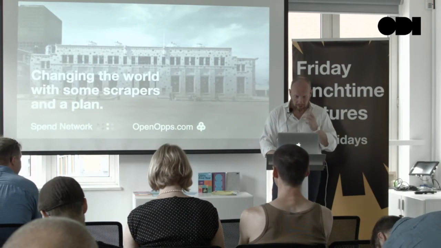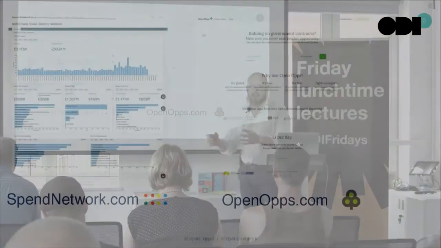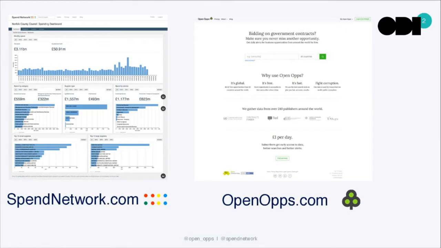So I'm going to introduce, basically, we run two websites. This is the background for everyone. We run spendnetwork.com and OpenOpps.com. Spendnetwork.com gathers up all of the spending data from around the UK and makes it freely available to anyone to access, to understand who spent what with whom. And that's on the left there. Basically you can put in Norfolk County Council, DWP, and see where their money went and how much they were spending in different categories over different years.